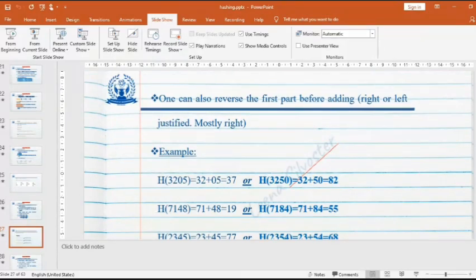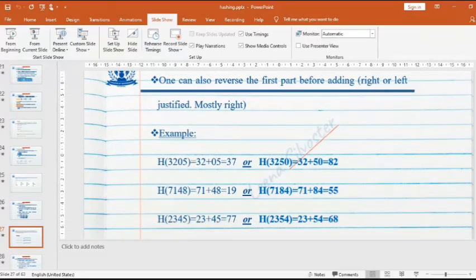For example, some numbers are given. 3205 is the first key, and the hash function is calculated by adding 32 plus 5. So we will get 37. Or we can calculate in another way. We can reverse the last two digits. Reversing the last two digits, what will be the number? Tell me. 3250. Yes. So calculating the hash function of 3250, we add 32 plus 50. So you can either use 37 as the hash function or 82 as the hash function.